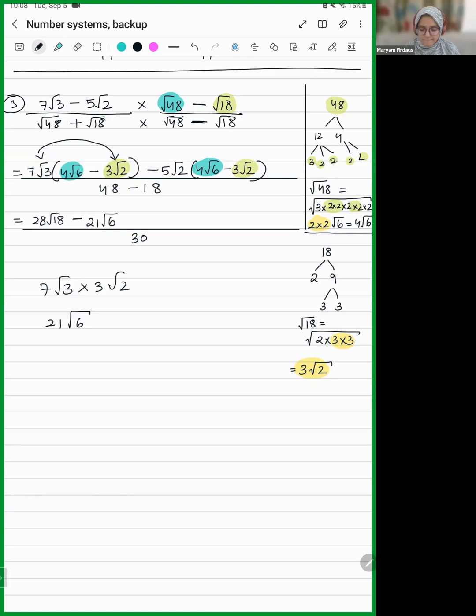Done. So now let's move on to the other bracket. 5 root 2 multiplied by 4 root 6. First, we will put the minus sign. 5 root 2 multiplied by 4 root 6 is 20 root 12. Very good.